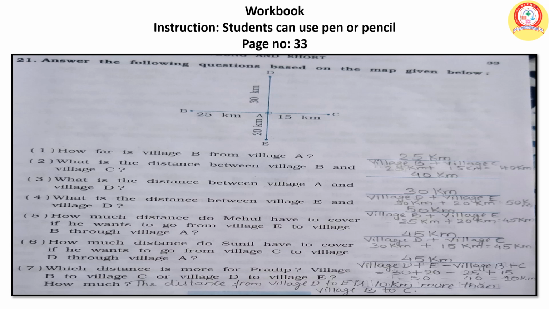Now we will minus this distance. 50 kilometer minus 40 kilometer, we get the 10 kilometer. So the distance from village D to E is 10 kilometer more than village B to C. Okay children, did you understand this?